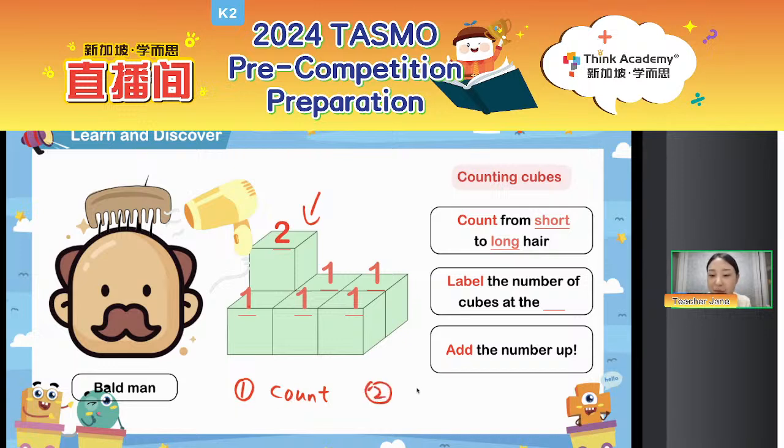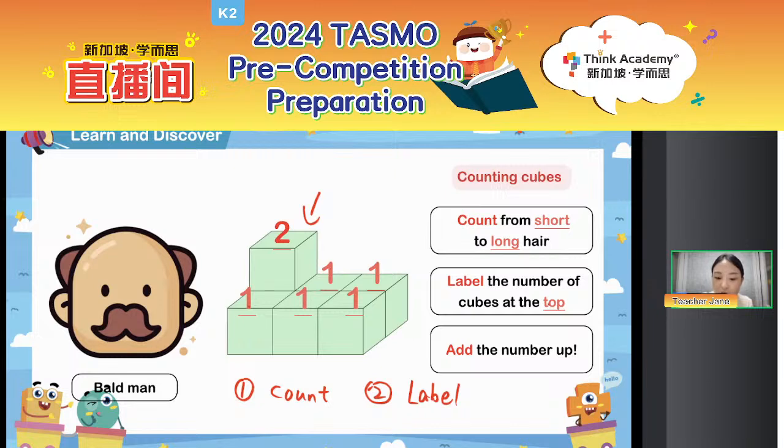The second step is to label, because there are many hairs, we cannot directly remember all of them. So we need to label the number of cubes at each column, right? On the top of each column. Everyone remember this? Give me a big thumbs up. And then the third step, we need to see in total, right? The total. So this time what we need to do is to add the numbers up. So everyone, remember the 3 steps.